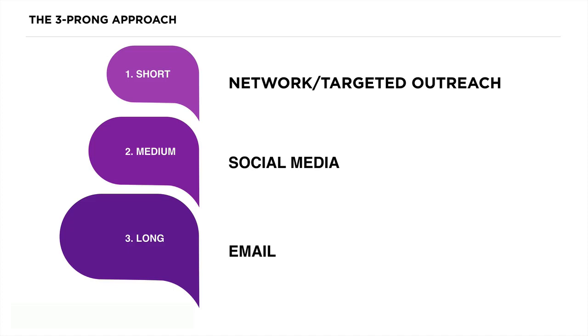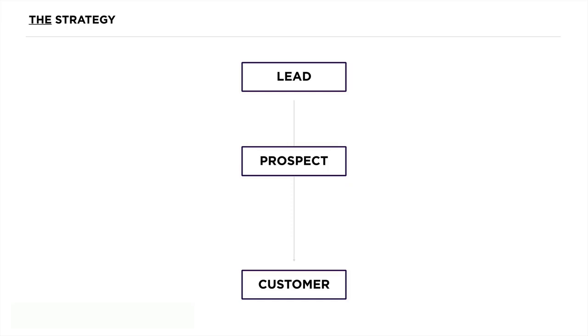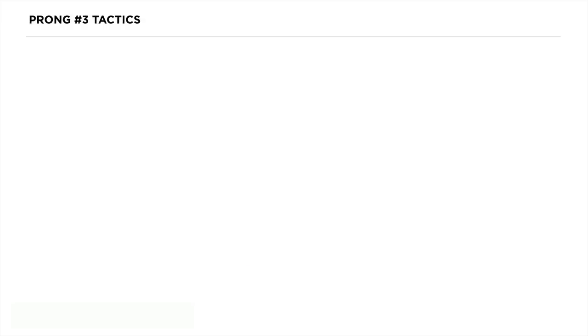That's where prong number 3 comes in. It's a bit more time and resource intensive than the first 2 prongs, but once you get it up and running, which is what this module is all about, you'll have an automated system that continually drives new clients to you. As with all of the other tactics that you've been using, the tactics we're going to cover for prong number 3 all come down to this one strategy of getting leads, turning them into prospects, and converting them into customers. There are 3 tactics that you're going to be implementing for prong number 3.